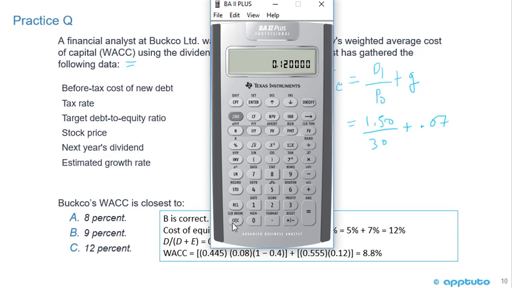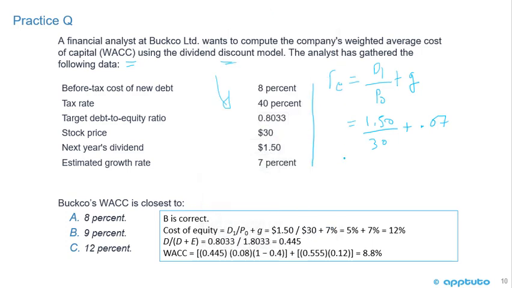So if I bring up my calculator, we can see that $1.50 divided by 30 is going to give us 0.05, plus 0.07, and I'm going to have 12%. So the cost of my equity, RE, is 12%. That calculation is fairly easy. They gave us all three variables to solve the equation. We didn't have to do any subcalculations on g. Sometimes they'll give us D0 and a growth rate, and you have to remember it's D1. But that was fairly straightforward.